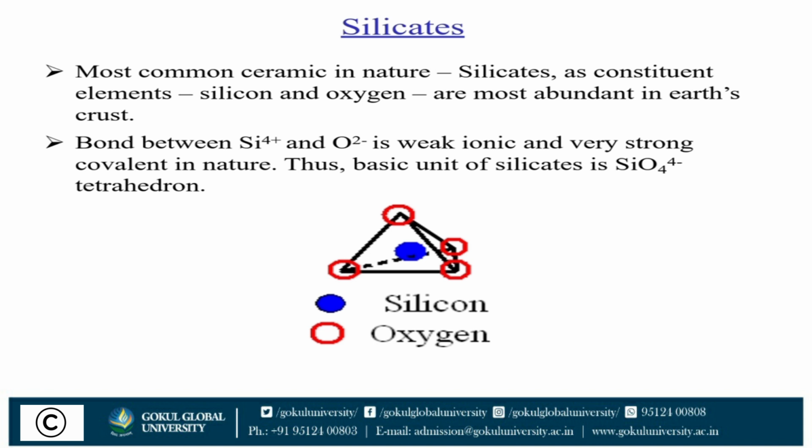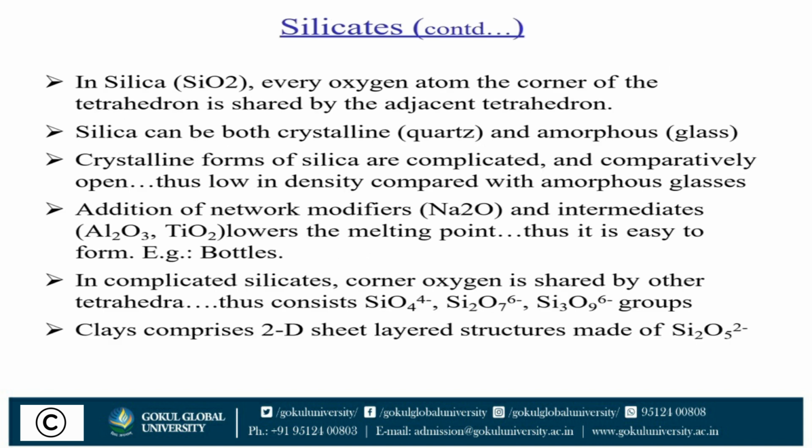As constituent elements of silicate, silicon and oxygen are the most abundant in the earth's crust. The bond between Si and O2 is weakly ionic and very strongly covalent in nature. Thus the basic structure of silicate is the SiO4 tetrahedron. You have to see it in a figure. Those atoms are arranged at the corners of the structure and one at the center of the body. The center is a silicon and the corners are oxygen.